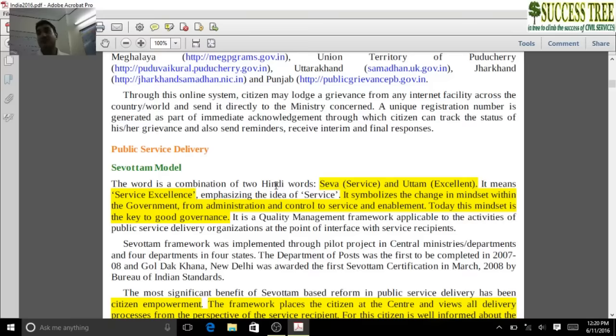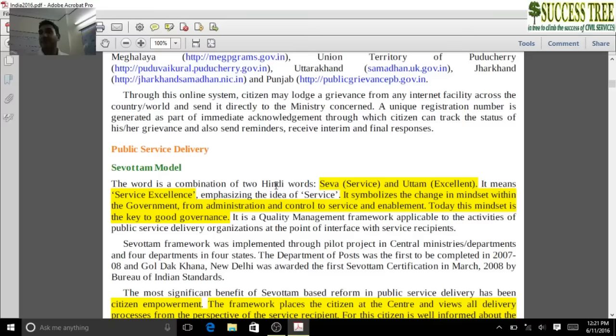next, within what time period this service is to be given, and who is the person responsible for giving it. And in case the service is not delivered, how grievance redressal would be done and where the complaint would be lodged. So everything is there. The citizen would know, okay, this is the way, this is the person, this is the particular authority to be approached for the delivery of this service.